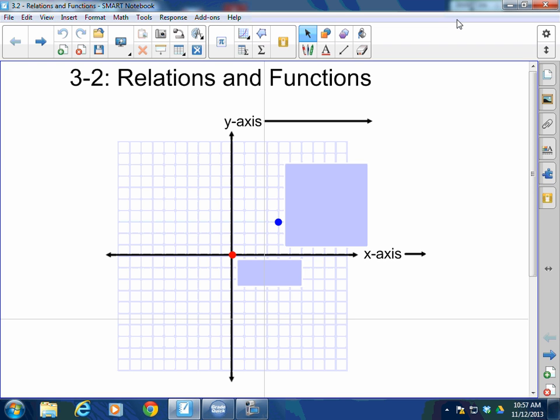And before we can learn about relations or functions, we need to really, really understand the x and y coordinate system.